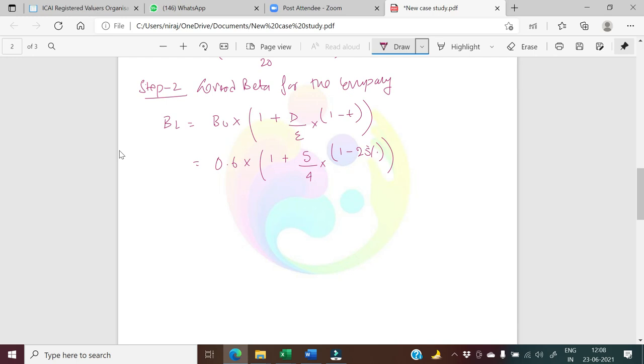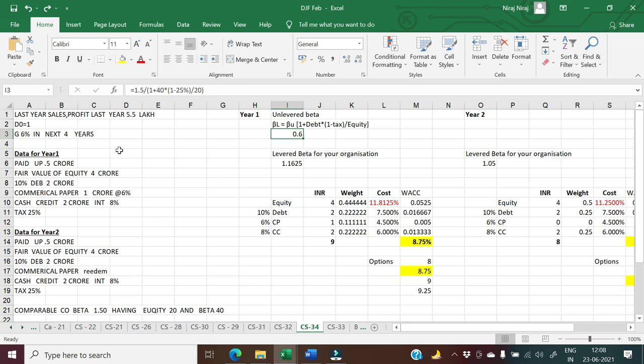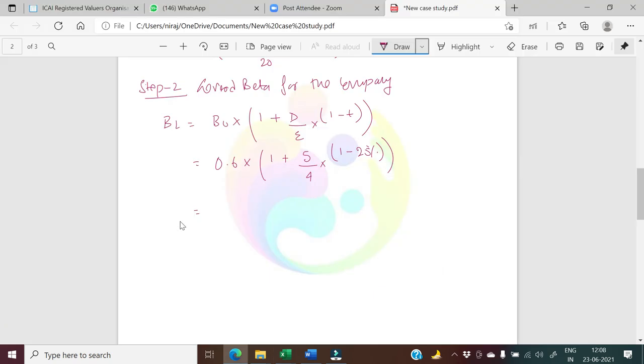Okay, so if I calculate this, I have already calculated it in Excel. So it comes up to 1.1625. You can try the calculation at home, or you can pause the video and try the calculation. It will come as 1.1625. So what will be my cost of equity?